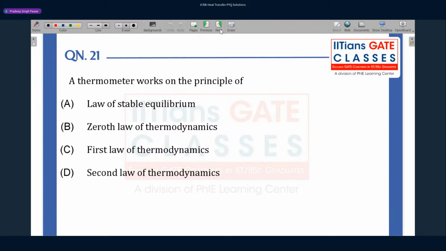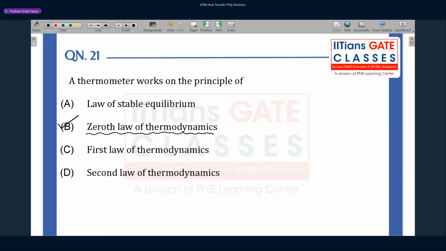Thermometer works on what principle? So a thermometer basically works on the zeroth law of thermodynamics, which says that if a body A is in equilibrium with body B and body A is in equilibrium with body C, then B and C are also in thermal equilibrium. And the zeroth law of thermodynamics basically gives the concept of temperature.